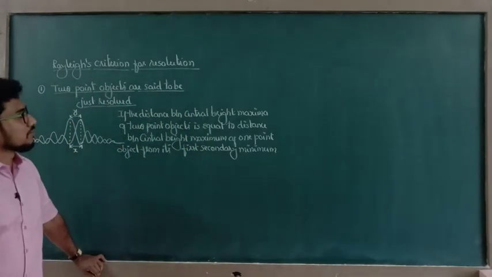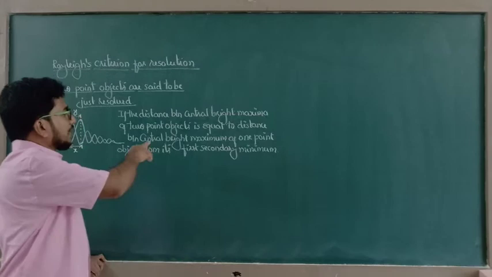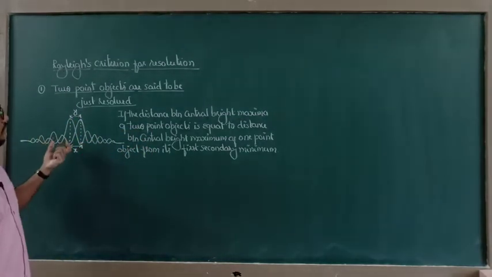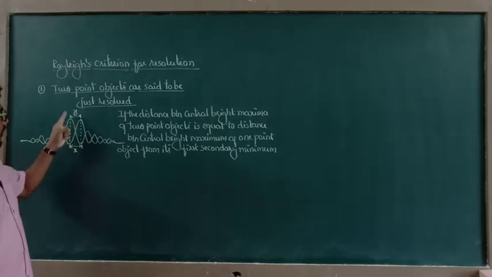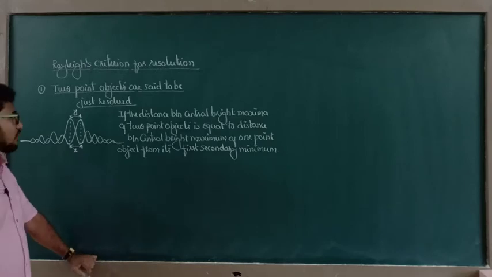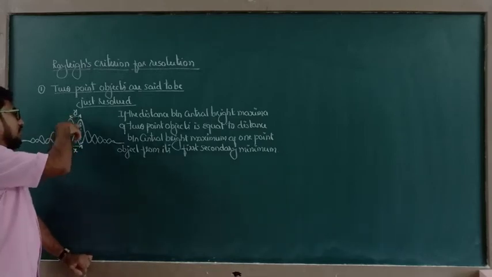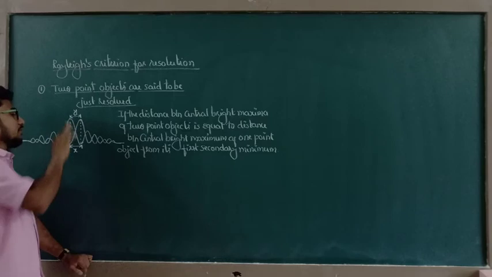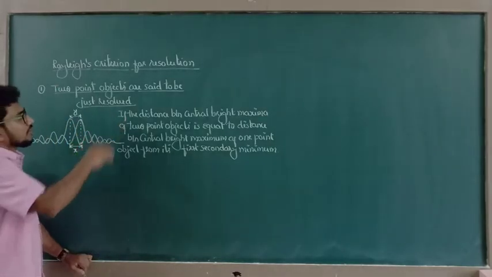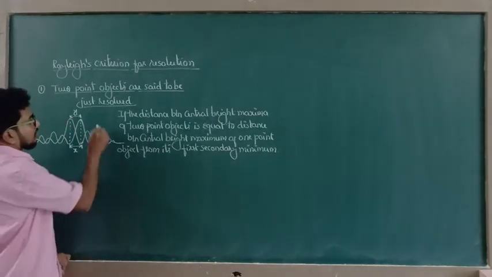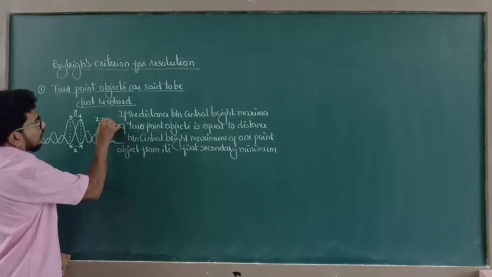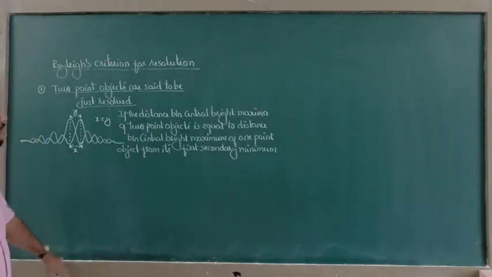If the distance between central bright maxima of two point objects is equal to the distance between the central bright maximum of any one point object from its first secondary minimum, you may take this central bright maximum or this central bright maximum. So if x is equal to y, then two point objects are said to be just resolved. So here x is equal to y.